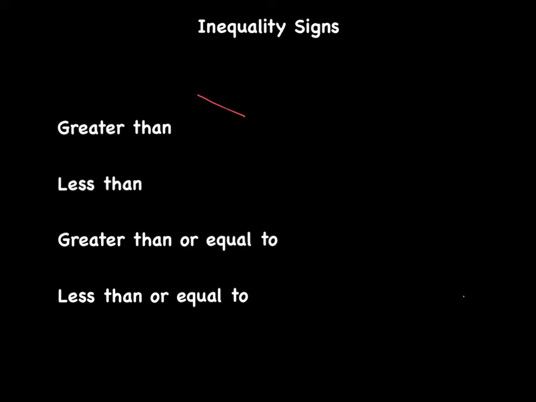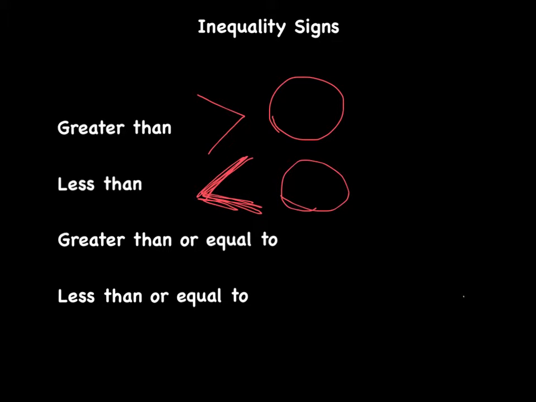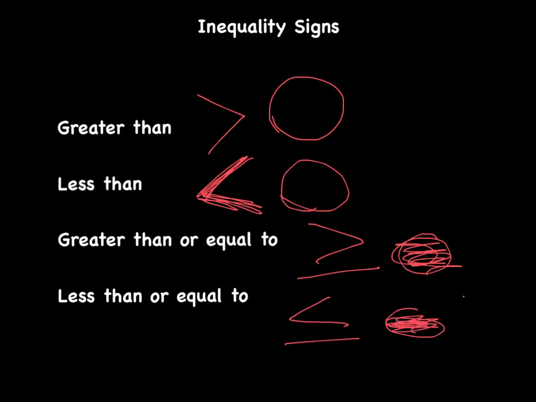Greater than looks like this and would have an open circle, meaning that it wouldn't be included in a graph. Less than looks like this, almost making a little L, and it would also be an open circle. Greater than or equal to looks like that with a closed circle when you graph it. And less than or equal to would look like this, also with a closed circle, meaning it's included when you graph it.